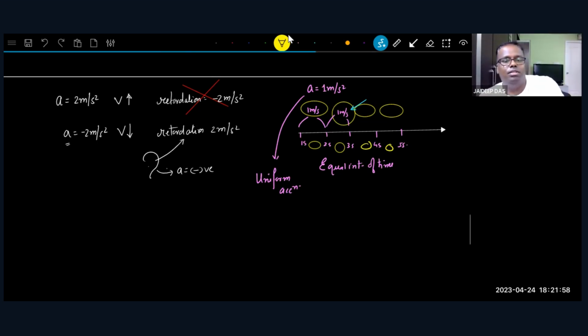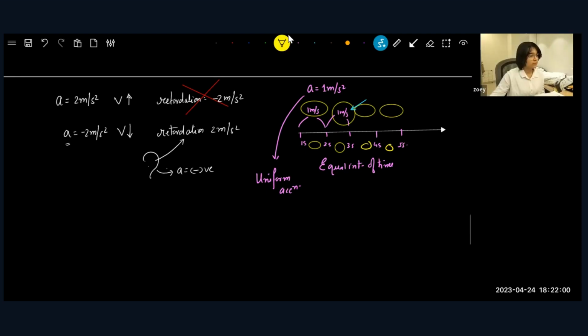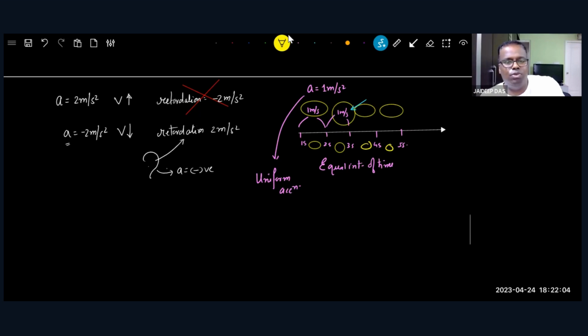Zoe, please go ahead. Is there a notation for retardation? We don't have any notation for retardation. When they say retardation, the notation is always A. A will be +2 if they write acceleration; if they write retardation, you will write A equal to -2. That's all.